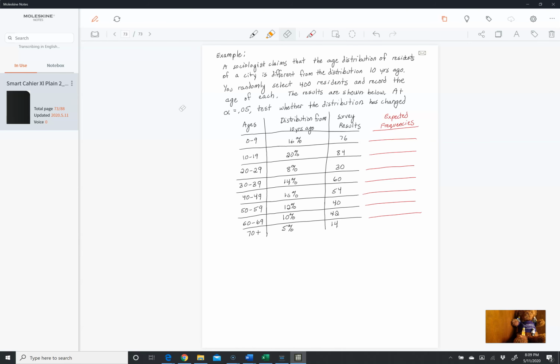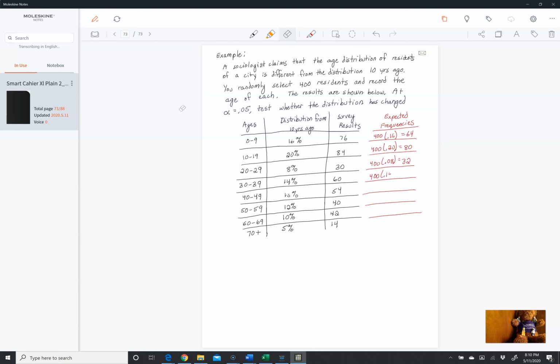How do we figure out the expected frequency? We take the sample size. The sample size is 400. And we multiply by the percent. So we're multiplying by 0.16. And we get 64 here. That's greater than or equal to 5. So we're okay there. 400 times 0.20. We're okay here too. We get 80. 400 times 0.08. Again, we're okay. We get 32.